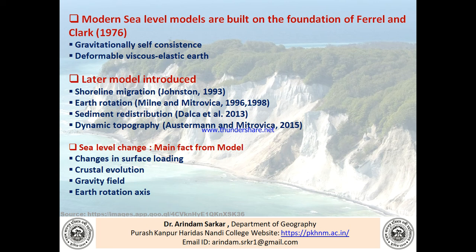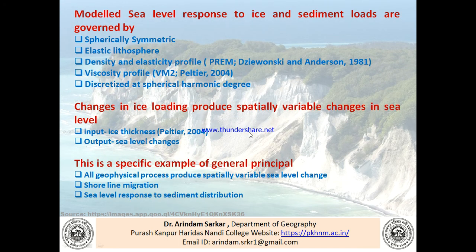Now, sea level change, the main factors from the models. What are the main factors we can get from the models associated with sea level change? That is changes in surface loading, a very crucial factor for sea level change. The second factor is the crustal evolution, which is also important for sea level change. The next one is the gravity field, and the last one is the earth rotation axis. Those are the very important factors we can get from the different models of sea level change.